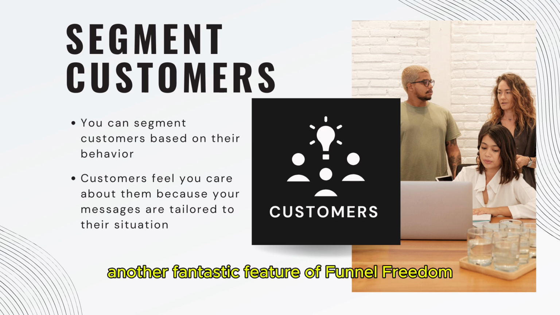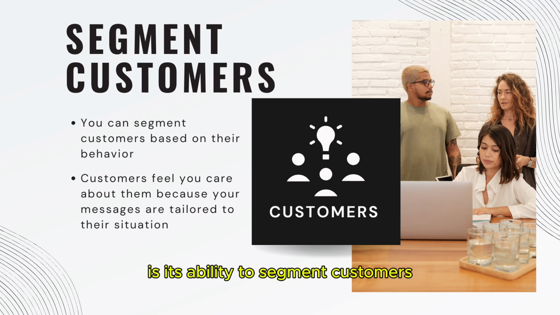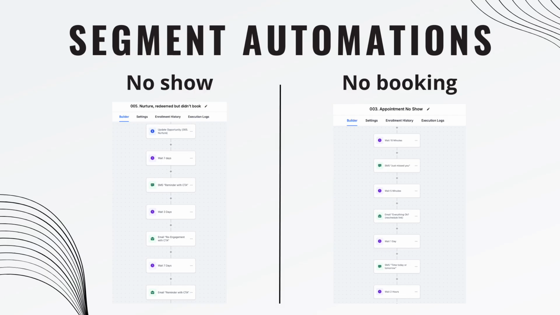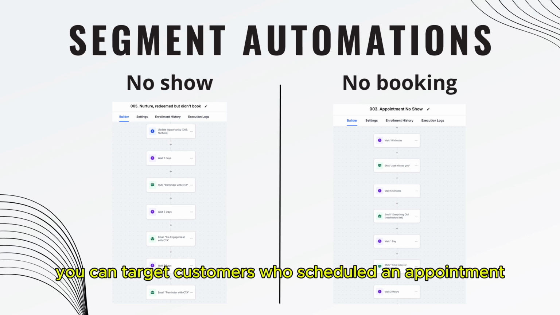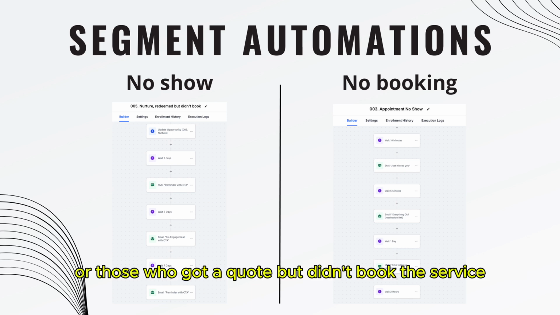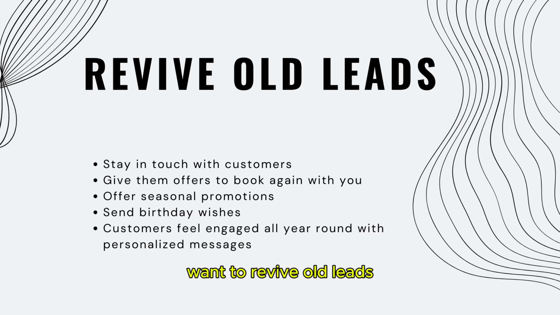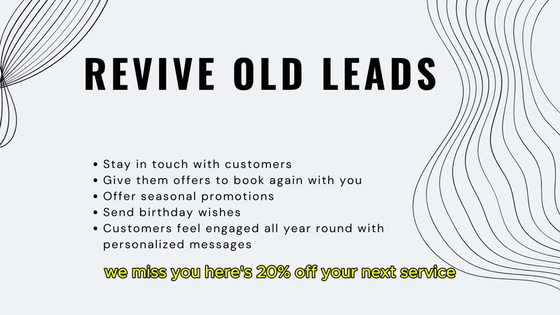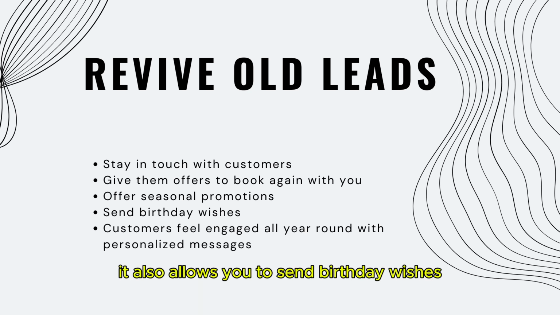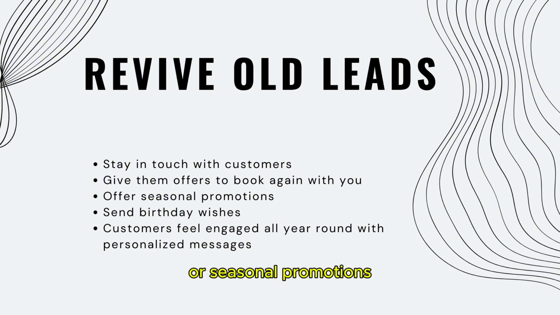Another fantastic feature of Funnel Freedom is its ability to segment customers based on their behavior. For example, you can target customers who scheduled an appointment but didn't show up, or those who got a quote but didn't book the service. This helps you close more deals. Want to revive old leads? Funnel Freedom makes that easy too with automated messages like, "We miss you, here's 20% off your next service." It also allows you to send birthday wishes or seasonal promotions, keeping customers engaged year-round.